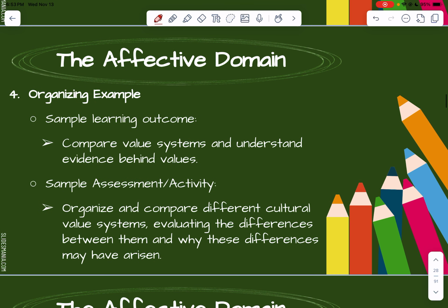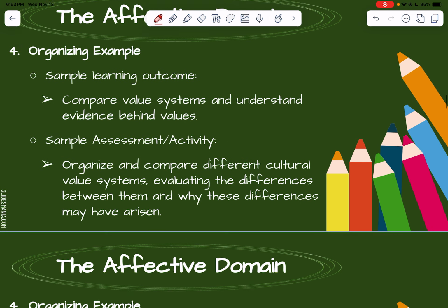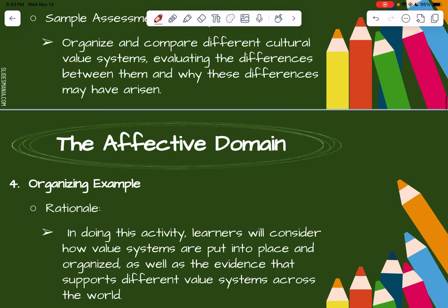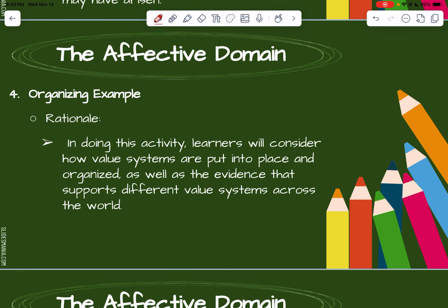An example for student learning outcomes would be compare value systems and understand evidence behind those values. The assessment activity would be organize and compare different cultural value systems, evaluating the differences between them and why these differences may have arisen. And the rationale behind this way of thinking is that in doing this activity, learners will consider how value systems are put into place and organized, as well as the evidence that supports different value systems across the world, because there are so many different ways of thinking and viewpoints based on your prior experiences.